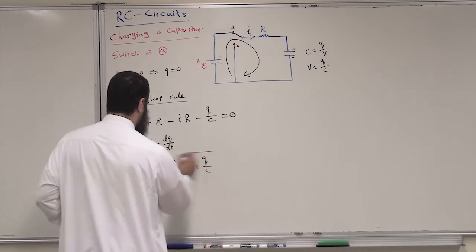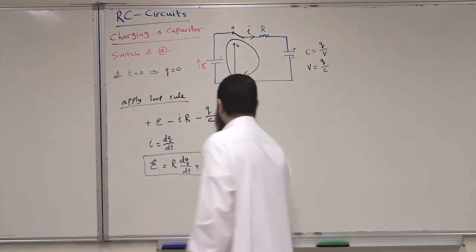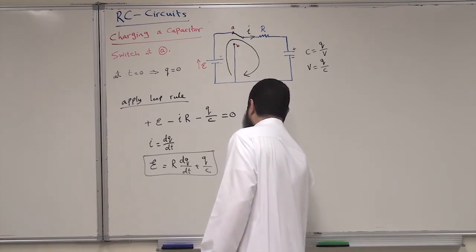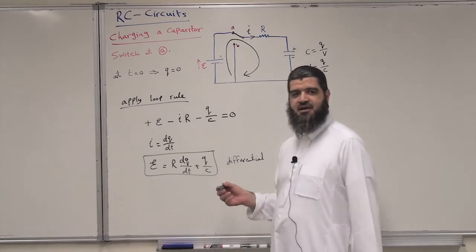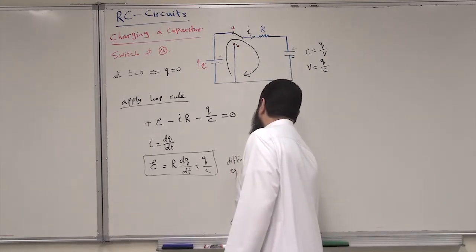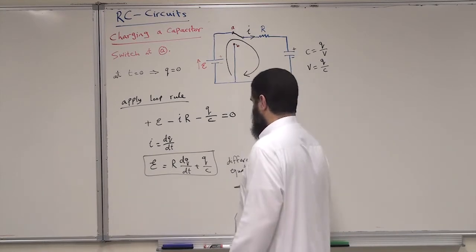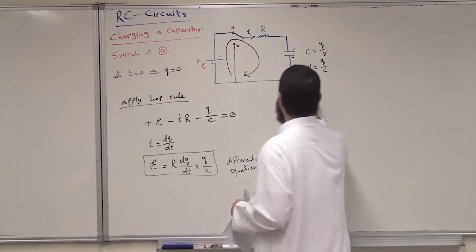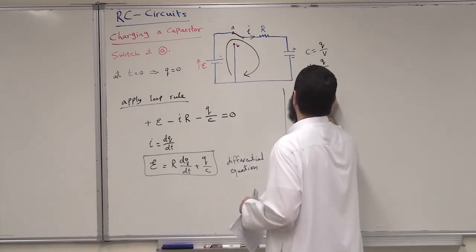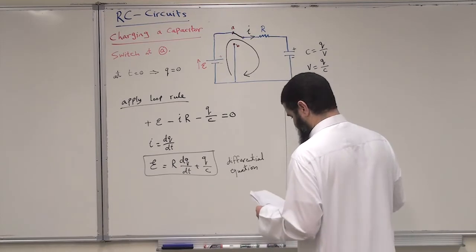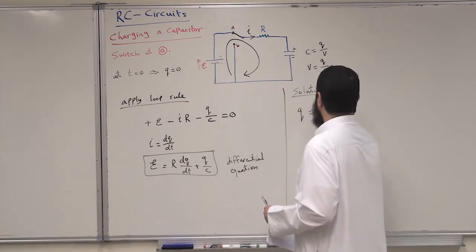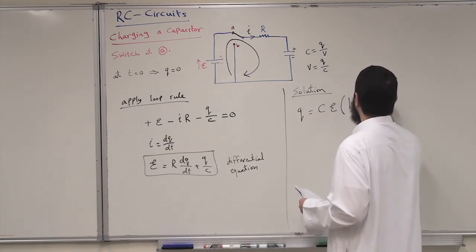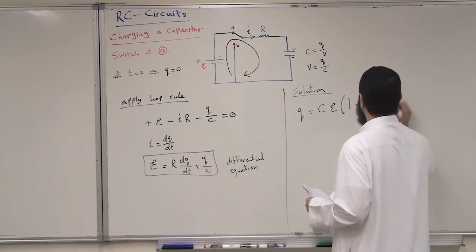This type of equation we call a differential equation, and it has a solution. You will study it later on in your math course. The solution of this differential equation looks like the following: Q equals C E multiplied by 1 minus e to the minus t over RC.